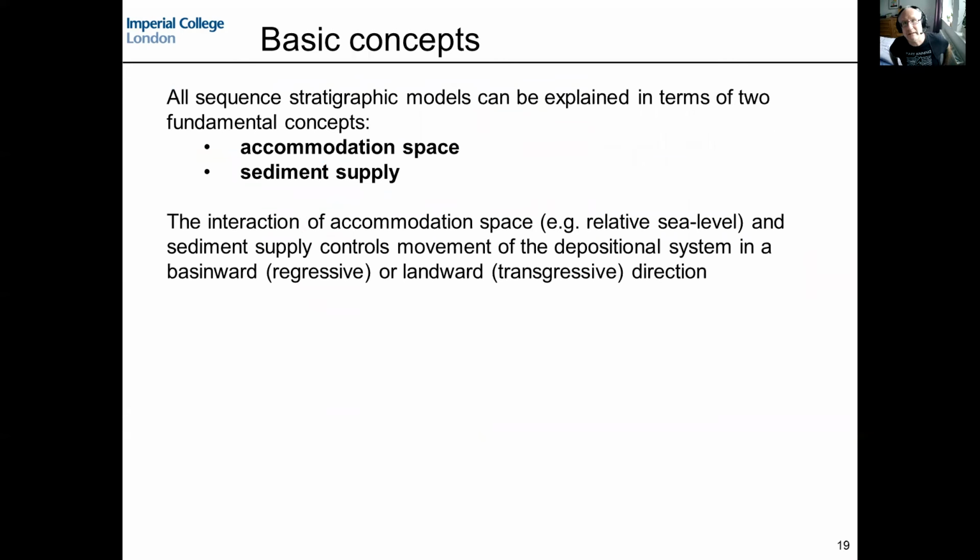So there are two basic concepts that are important in sequence stratigraphy, and we can explain the stratigraphic patterns that we see and interpret in terms of these two variables. The first one is accommodation space. That's the space that we have available to fill with sediment. The second key parameter is sediment supply. So that's basically the sediment we have available to infill that space.